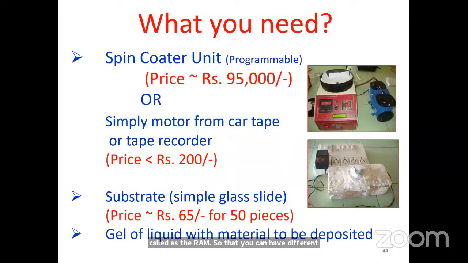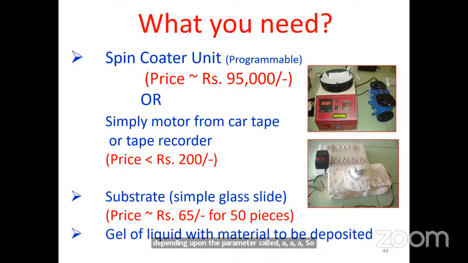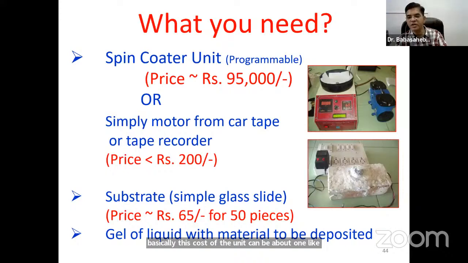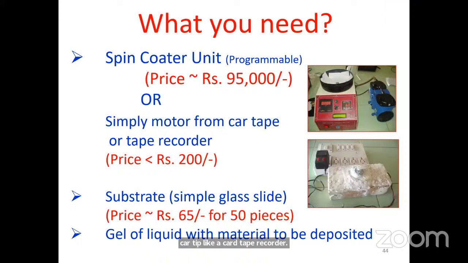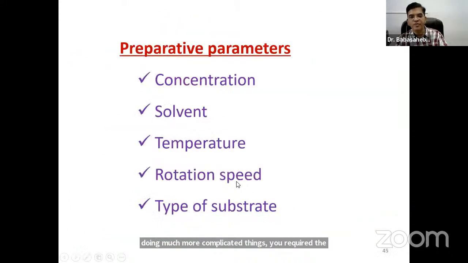Basically the cost of the unit can be about 1 lakh rupees, but if you have a simple motor from a car tape recorder, you can assemble this with different step voltages of maybe 0.5, 1, 1.5, so that it costs maybe less than 500 rupees. So it is possible to start making nanomaterial thin films with 500 rupees as well. But if you are doing much more complicated things, you require a programmable spin coater. That is no doubt. So what are the preparatory parameters?